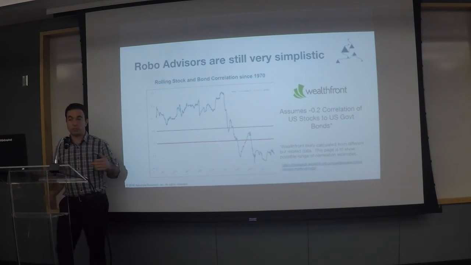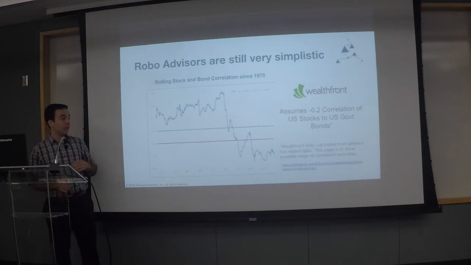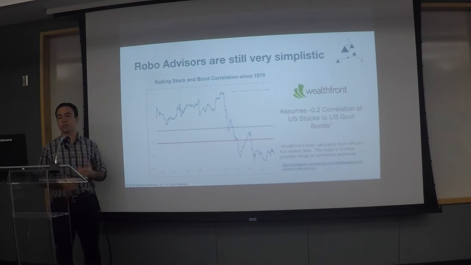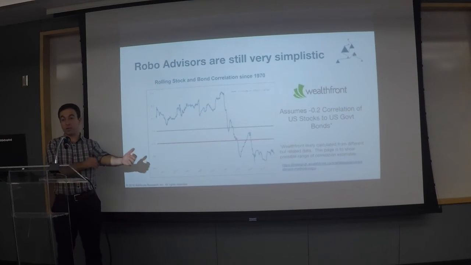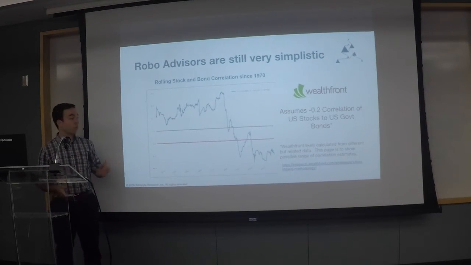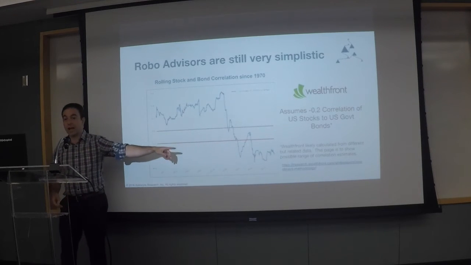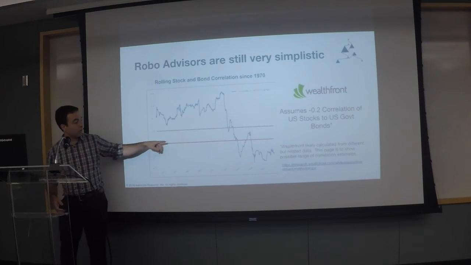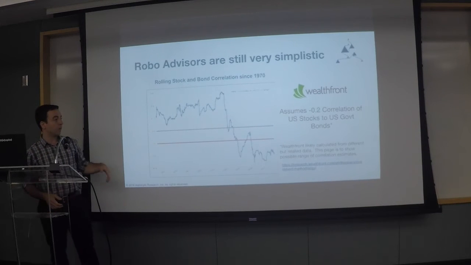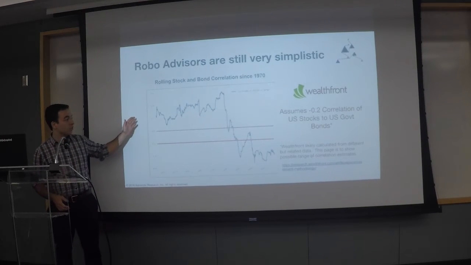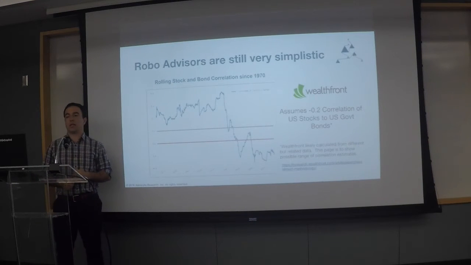In particular, Wealthfront, for example, in their asset allocation model, assumes a negative 0.2 correlation between stocks and bonds. And if you've graduated with a finance degree since 2000, that's what you would guess it is too. Because that is kind of the average, negative 0.2 since 2000. But if you look at before 2000, into the 80s or 70s, stocks and bonds were positively correlated.